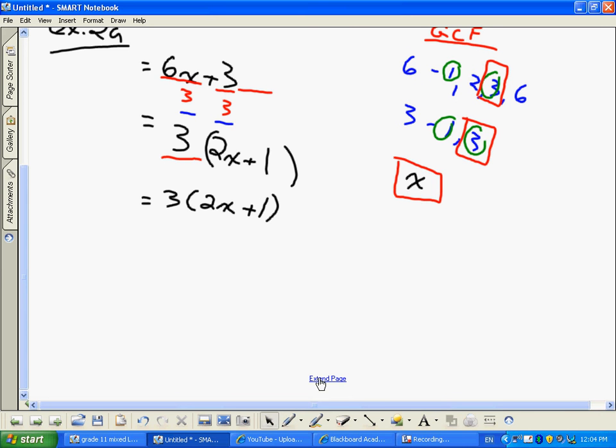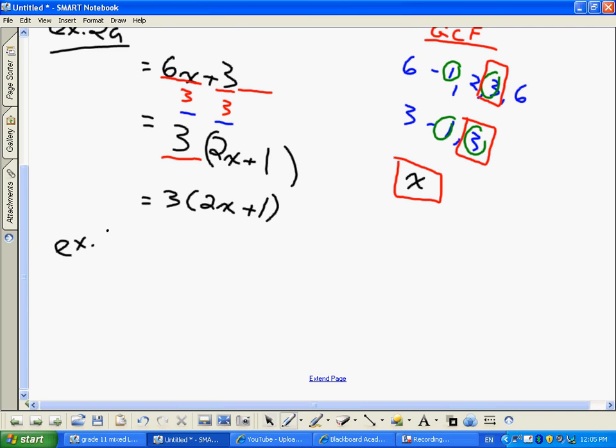Okay? Now yesterday, remember we did distributive properties, stuff like that? Great. I can just distribute the 3 back in, and I'll end up with the same answer I started with. So that was simple enough. I'm going to show you another way to do this question.